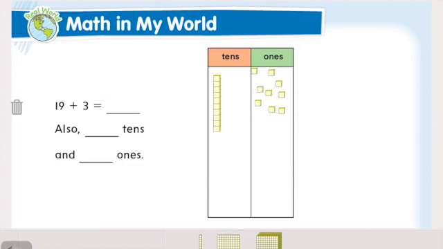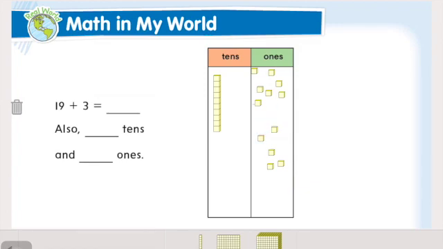There's 19: 1 ten, 9 ones. And now I'm going to add 3 more to 19. Now remember, the rule is that if there's 10 or more, we need to exchange 10 ones, or regroup 10 ones for a 10 rod. We have to move it over into the tens place.